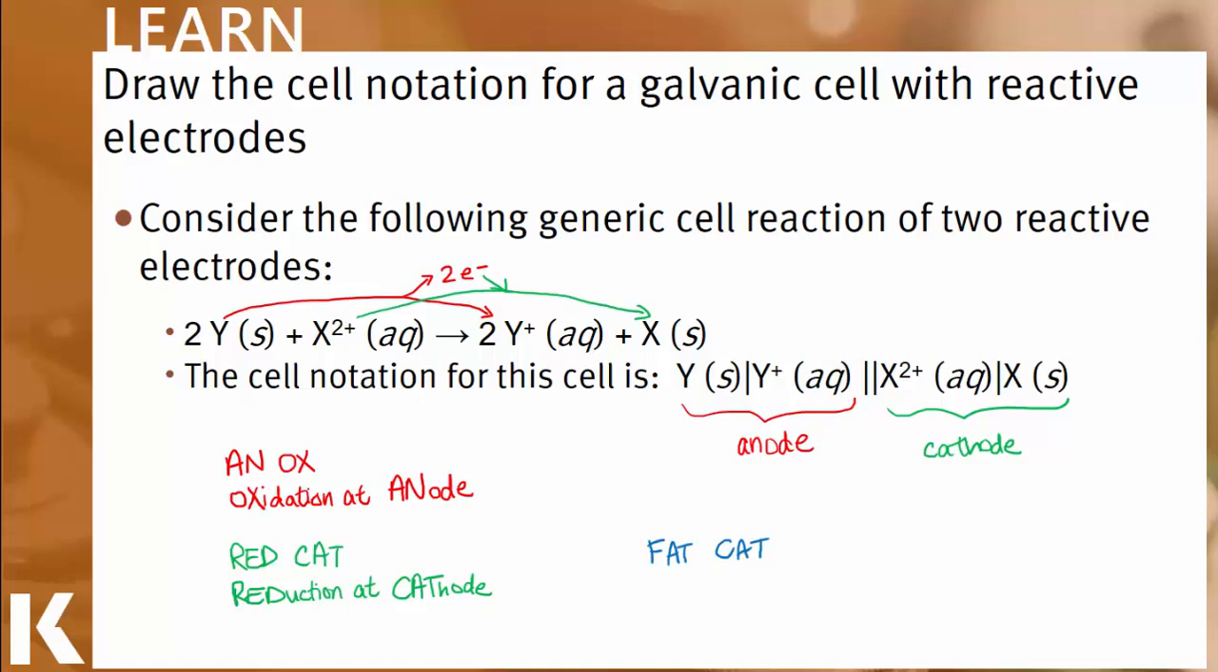Using the mnemonic FAT CAT, flow of electrons go from anode to cathode, so the anode is on the left and the cathode is on the right. The two phases are separated by a single solid line, and the double line separates the anode and the cathode. There are no stoichiometric coefficients in the cell notation.